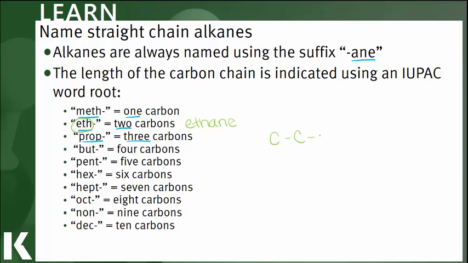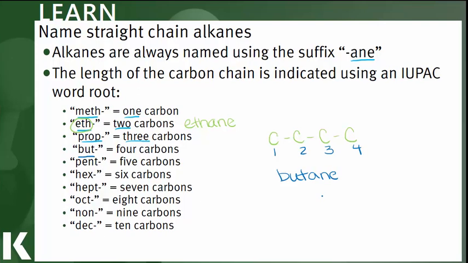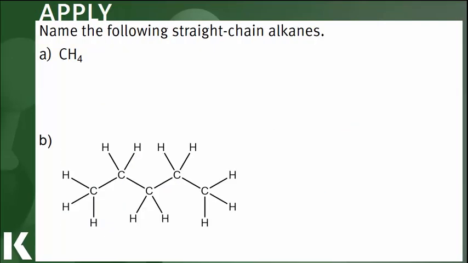So if we're given a molecule, like this one, we first need to count the carbons. In this case, we can see that we have 1, 2, 3, 4 carbons. So we would use the prefix but and the suffix -ane to find that the name of this compound is butane. Let's practice using these rules together.